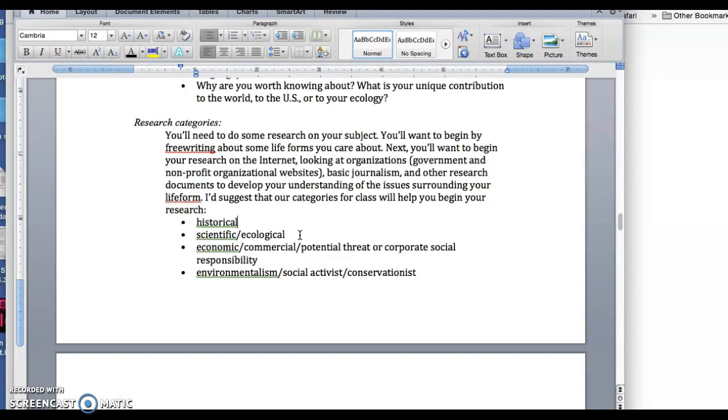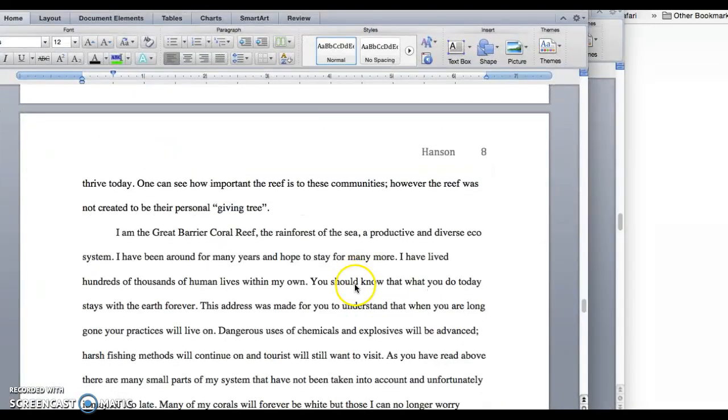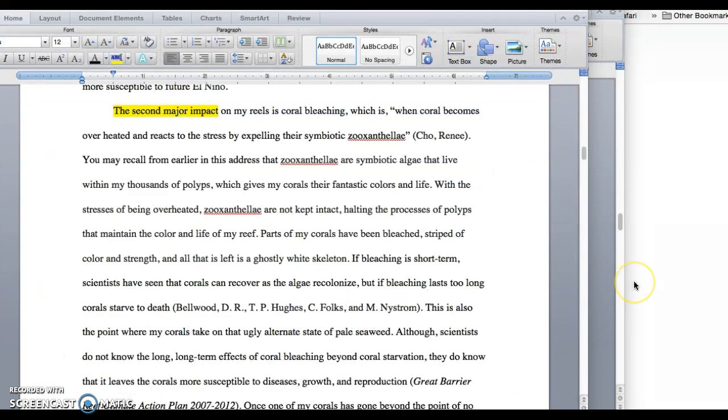There's lots of scientific and ecological stuff. Maybe in another video we can take a look at this, but if we want to take a quick look at, say, our coral reef, this is something from the coral reef paper. I'm a few pages in, the second major impact. Maybe we'll talk about this paper more in a different video.